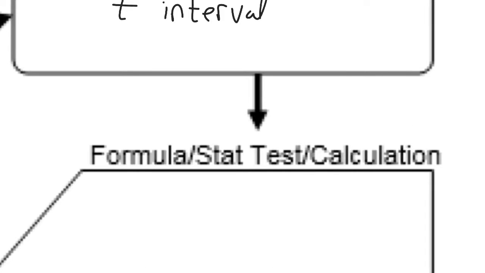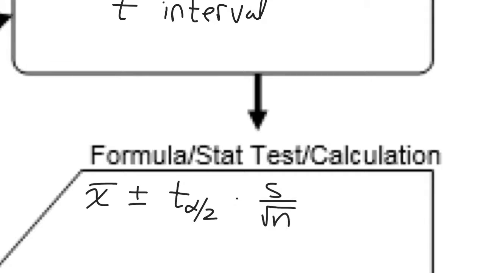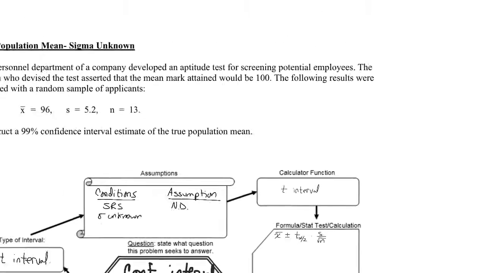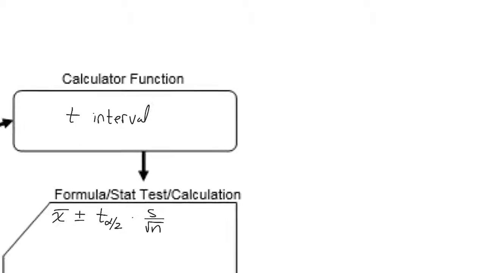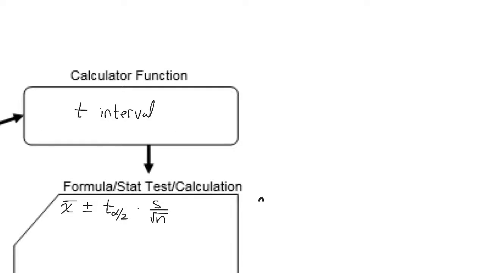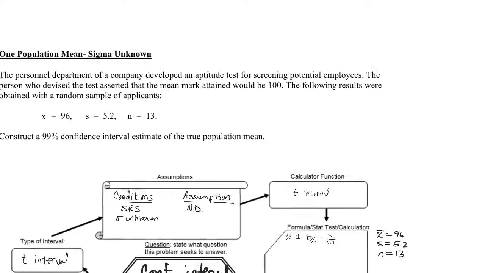Formula, very similar to the last one. X bar plus or minus T alpha over 2 instead of Z times S over the square root of N, not sigma over the square root of N. This one's at the 99% confidence level, so we'll have to make some adjustments there, but we do need to know some other information. So I know my X bar, 96, S is 5.2, and N is 13. I'm going to just double check that. Yep.